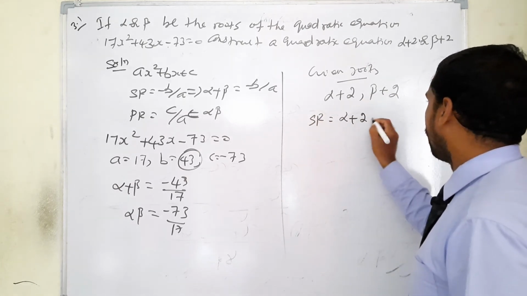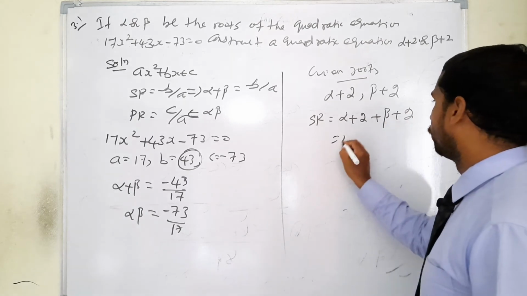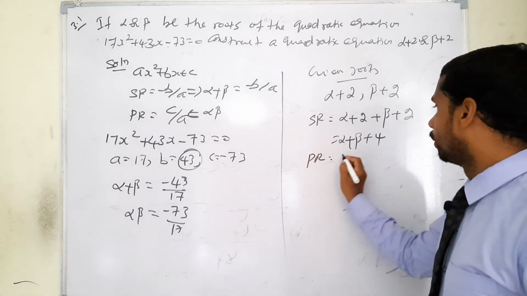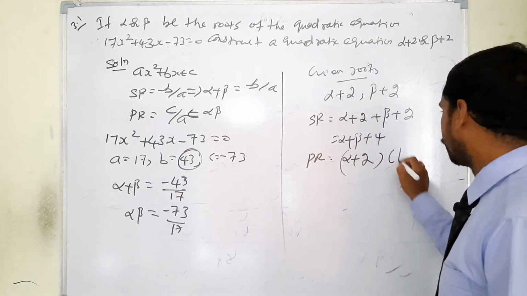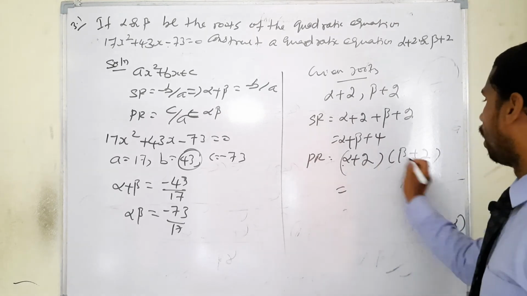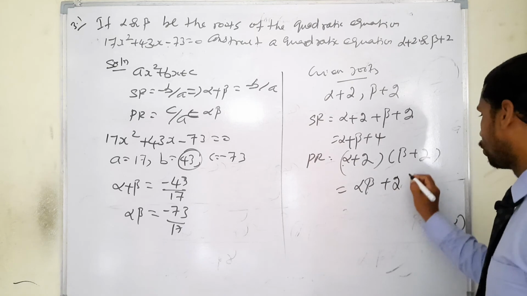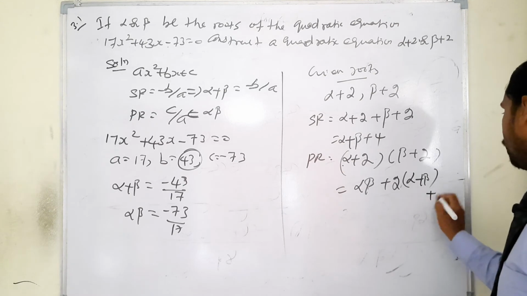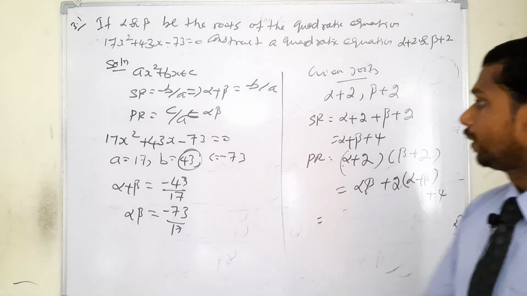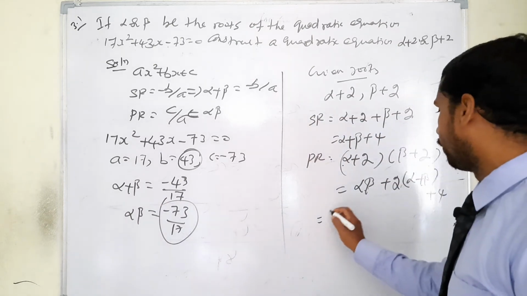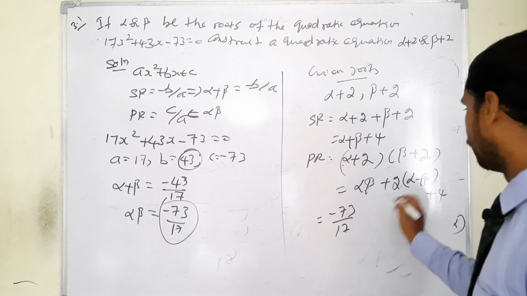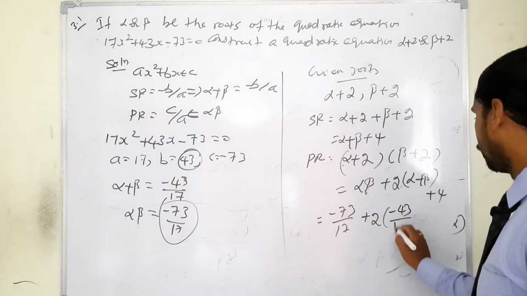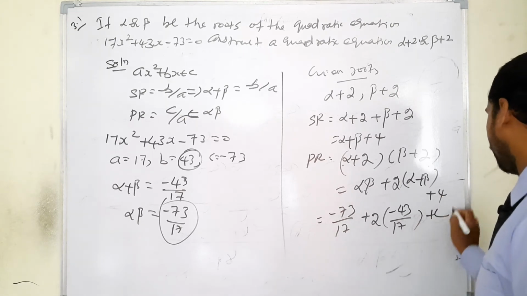Sum of the roots means alpha plus 2 plus beta plus 2. Therefore alpha plus beta plus 2 plus 2, which is plus 4. Then the product of the roots means alpha plus 2 into beta plus 2. What will happen? Alpha beta, then 2 alpha and 2 beta will come. If you take 2 common, we can write 2 into alpha plus beta, plus 4. So instead of alpha beta we write the product of the roots, minus 73 by 17. Next, plus 2 into alpha plus beta, which is minus 43 by 17. The last one is the constant, already we have 4, isn't it?